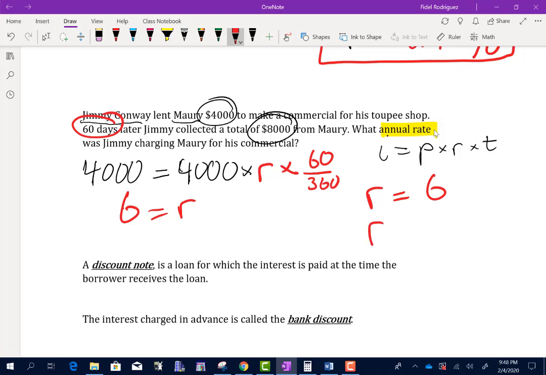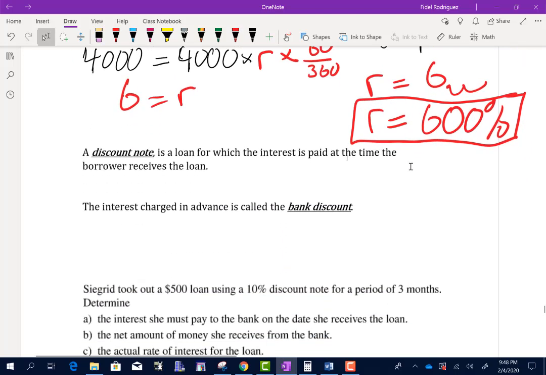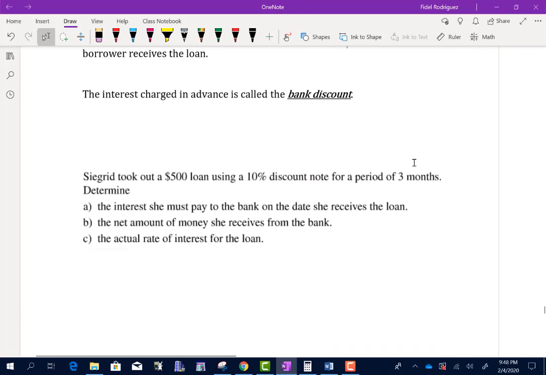I need to change that decimal to a percent. Remember, my decimal point's right here. So if I go 2 spaces to the right, look what he's charging them. He's charging them a total of 600% interest. That is a lot of interest. Okay, so let's take a look at what else we have here.